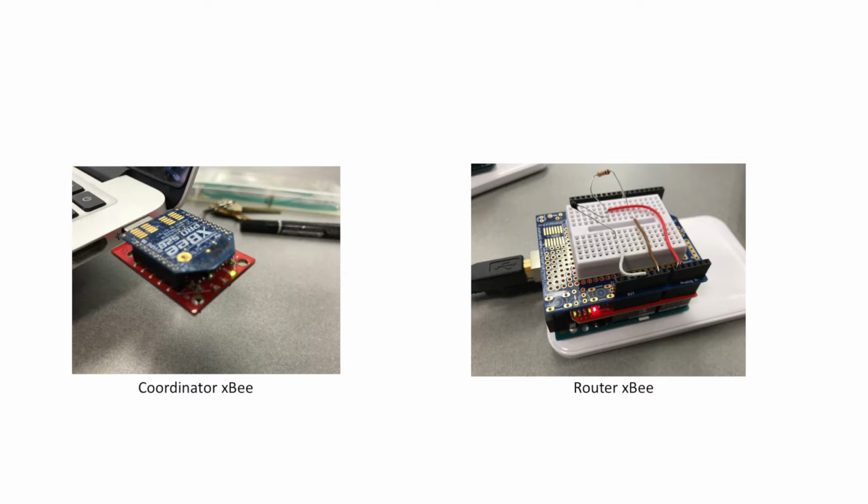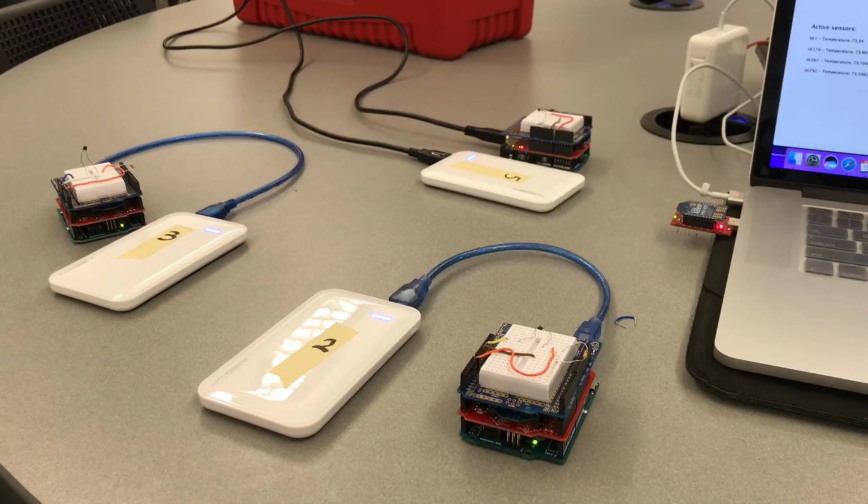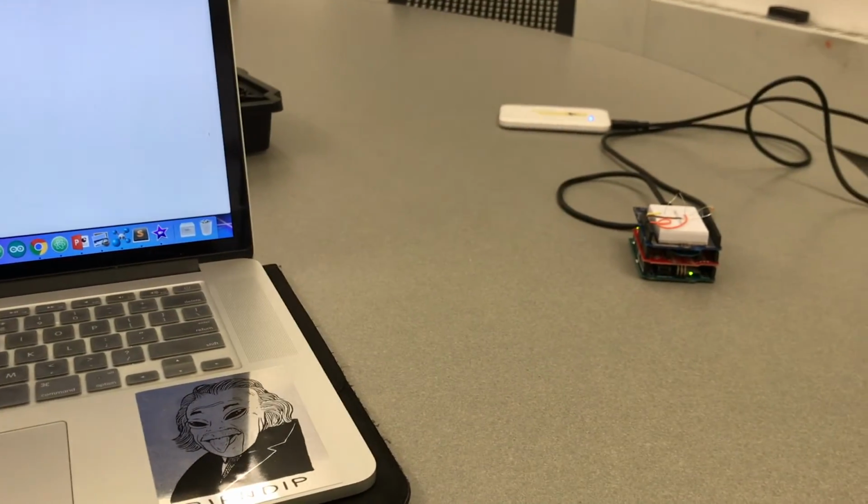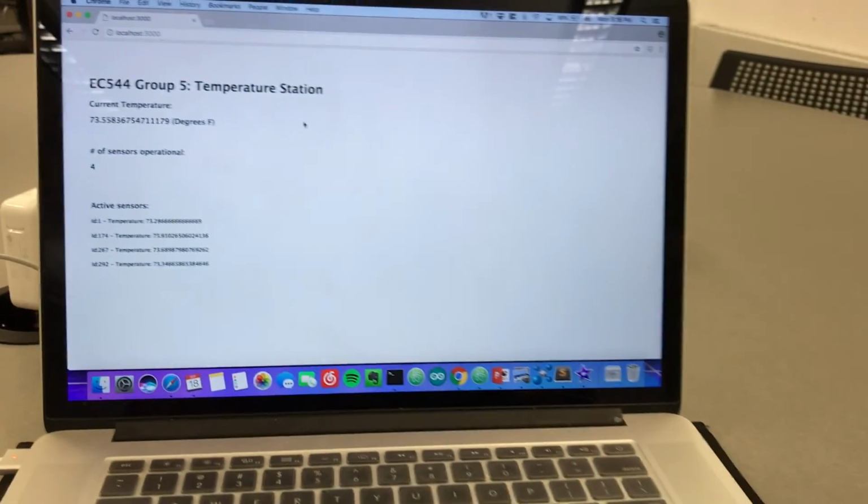So this is a photo of our coordinator XBee and our router XBee. So we can see that we have resistors and thermistors attached to the Arduino, and then all the data will then be sent to the coordinator XBee, which will later be computed in the Node.js code. So this is a demo of our setup. So you can see that we have 4 Arduinos set up, and then this is our result.